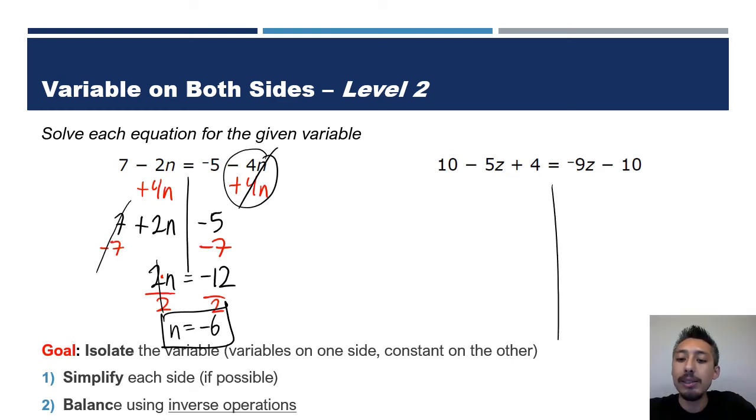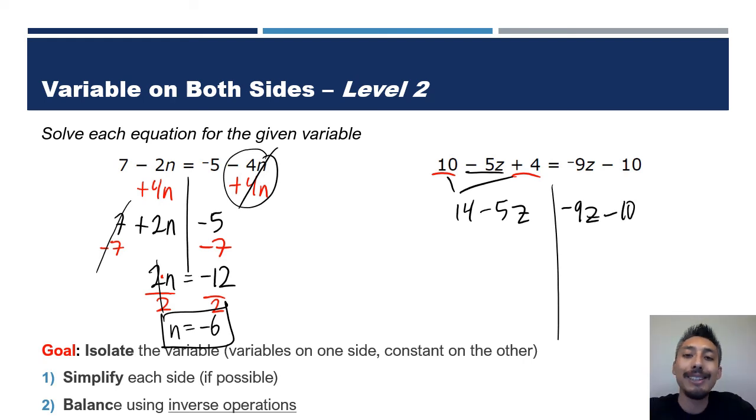Similar to before, let's see if we can simplify each of these sides. On the left side, we have 10 minus 5z plus 4. We do have like terms. We have a 10 and a positive 4. They're just regular numbers that we can combine. When we do combine these, a 10 and a 4 is going to give us a positive 14. We still have the negative 5z that we're going to go ahead and drop down. Again, we didn't do anything with it. It's still part of our problem. And on the right side, there's nothing that we can simplify, so we have negative 9z minus 10, since they are not like terms.